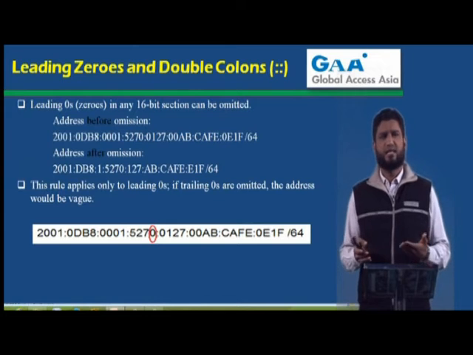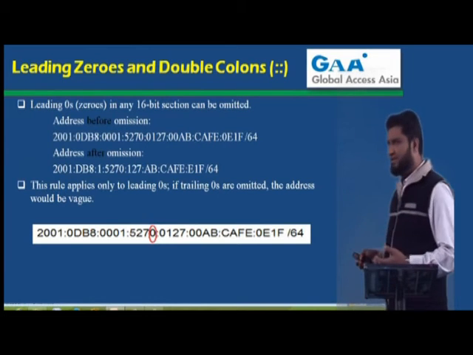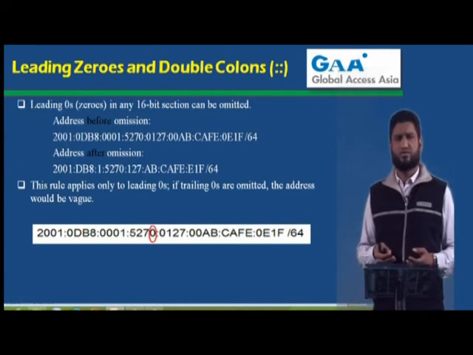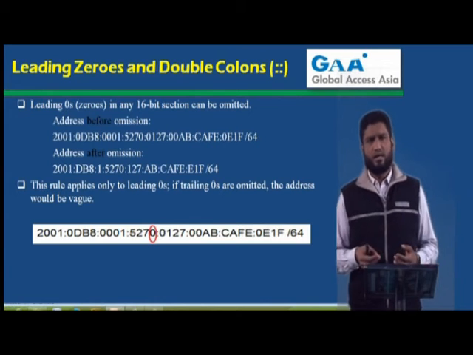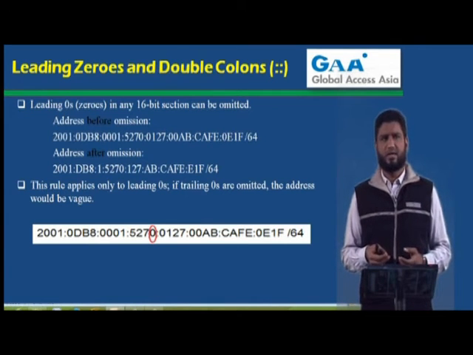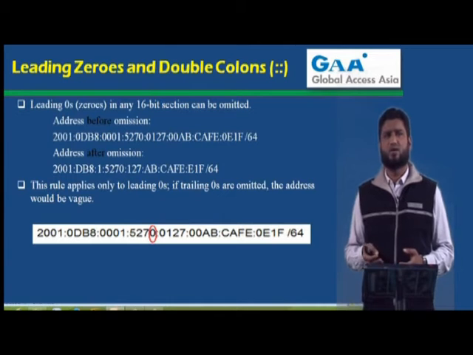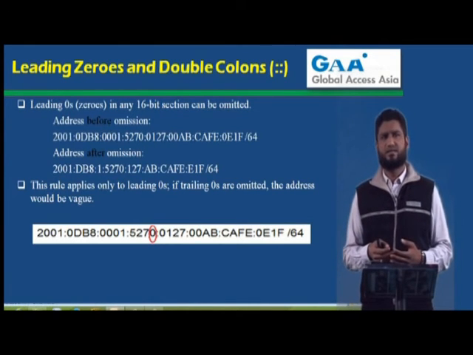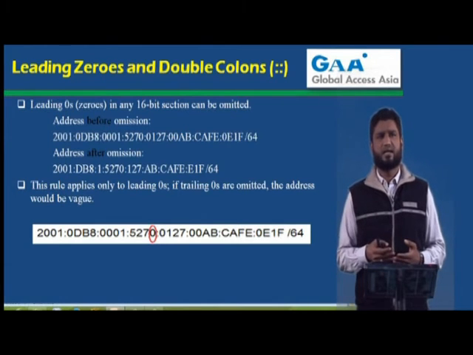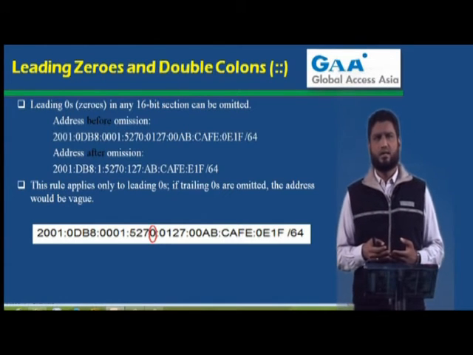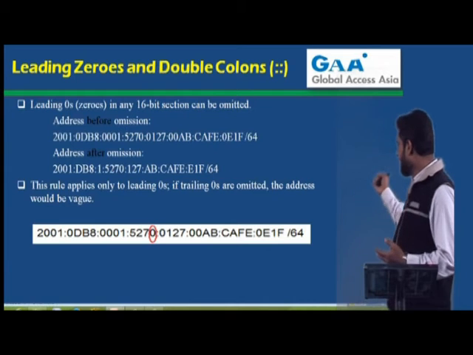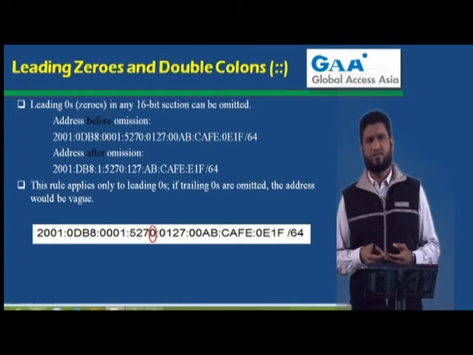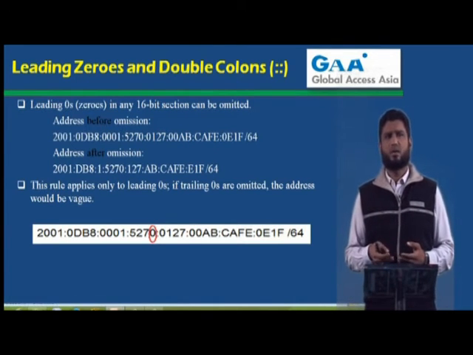Okay, so you can see the leading zeros in this figure and double colons. This is very important for addressing here. Leading zeros in any 16-bit section can be omitted. You can see one address here, 2001:0DB8, in the /64 IP address. You can see here the address after omission.